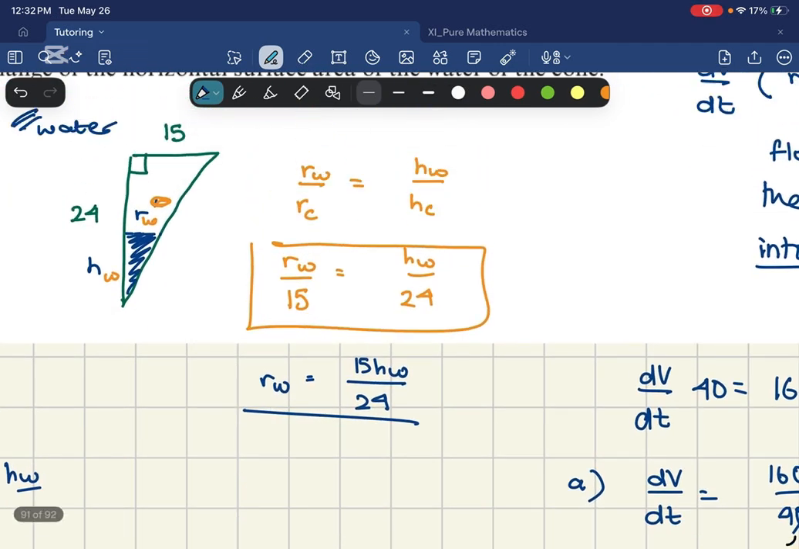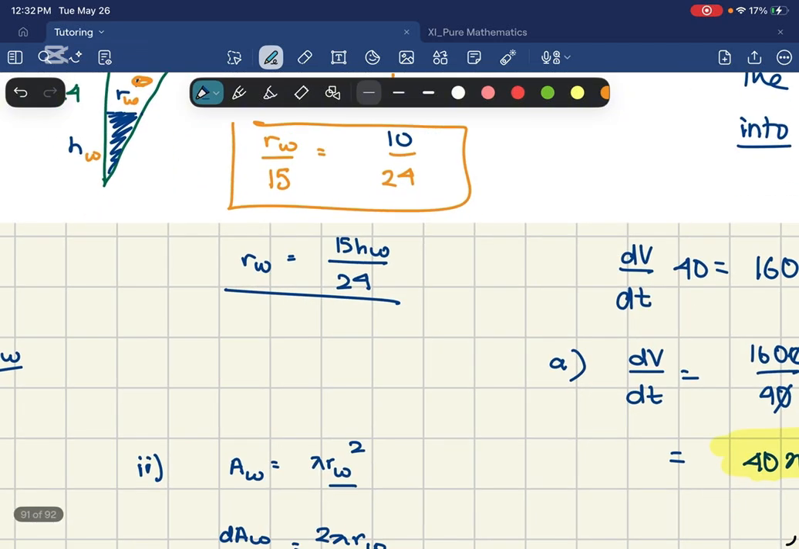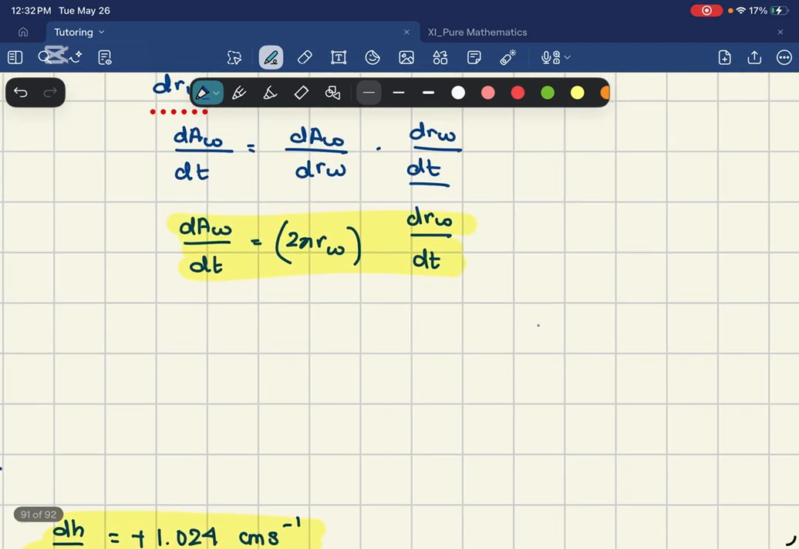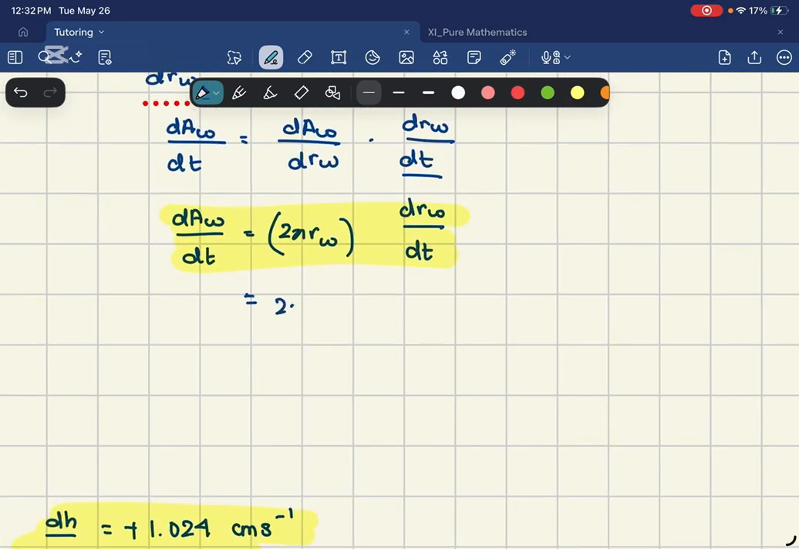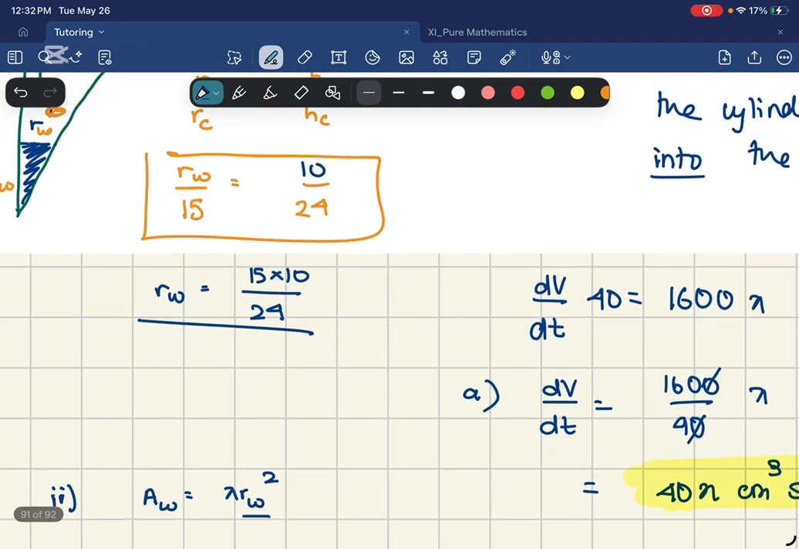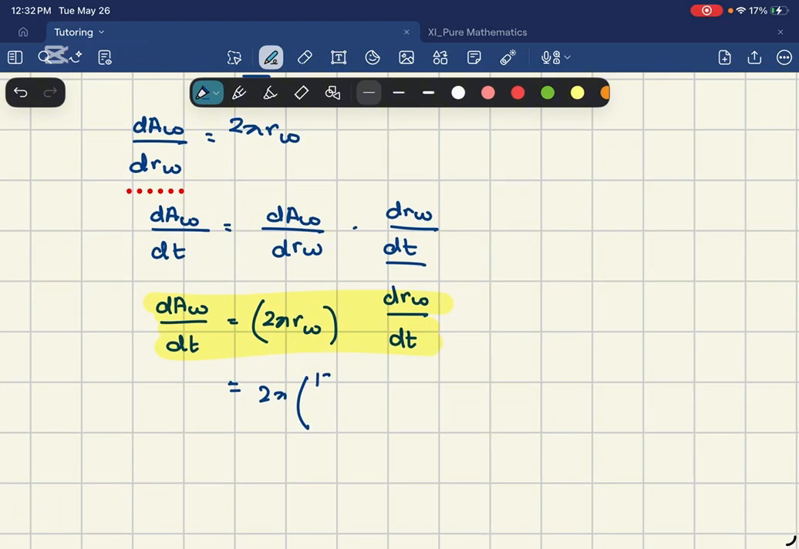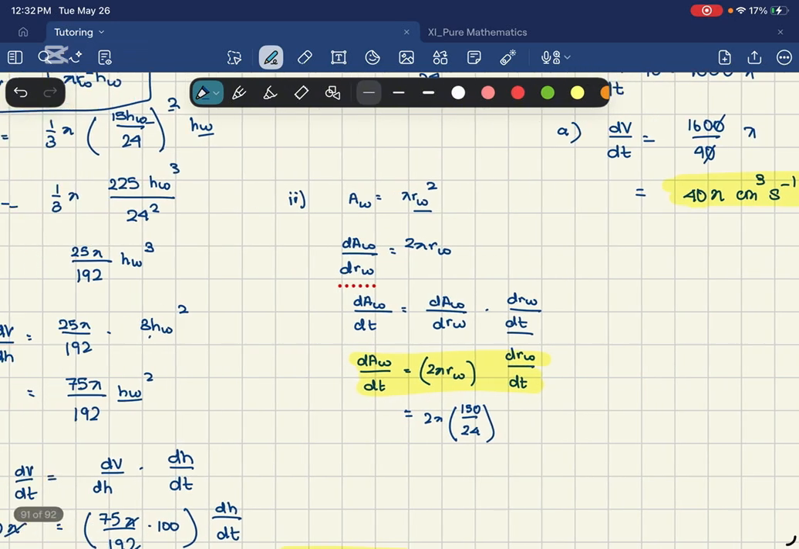Now if my HW is 10, I can solve for RW here. RW is just going to be times 10. So RW, I can substitute it. 2 pi RW, I can easily substitute as 150 divided by 24. Now I just need to find drW by dt.